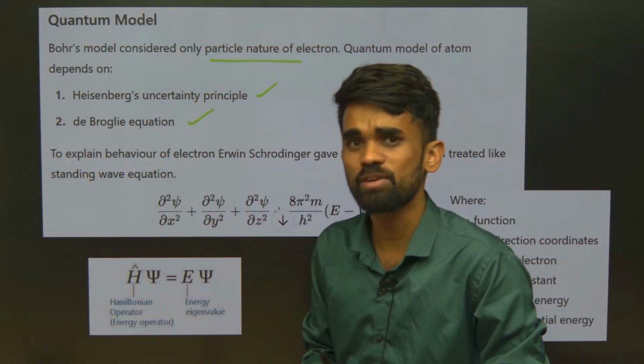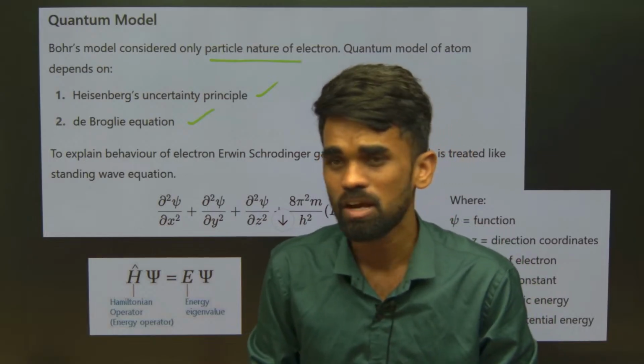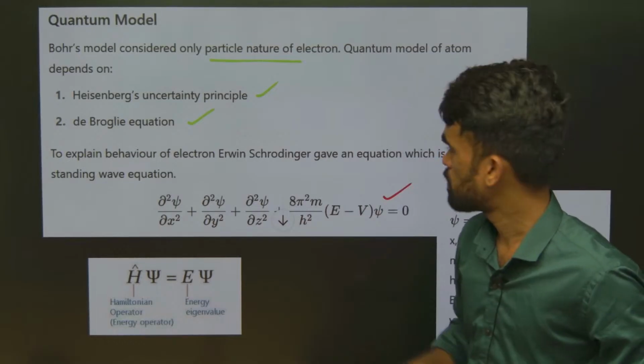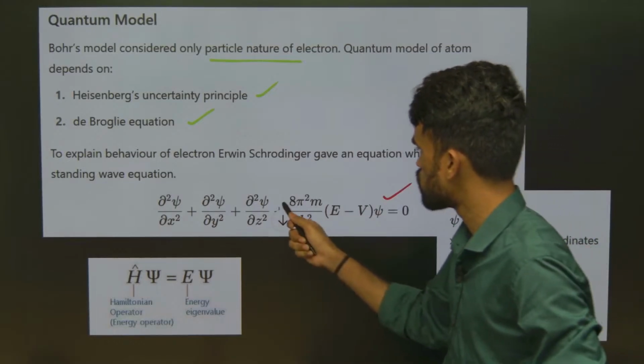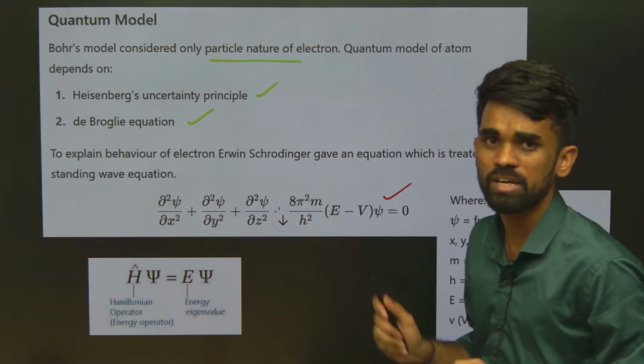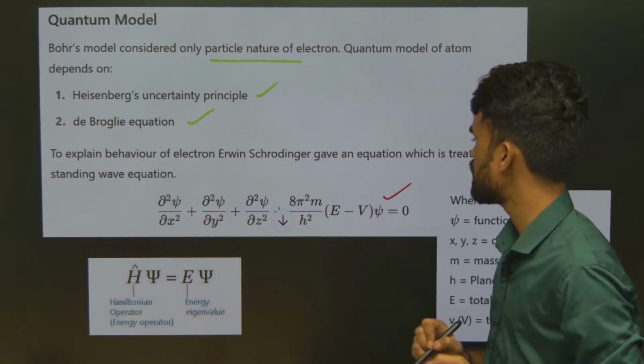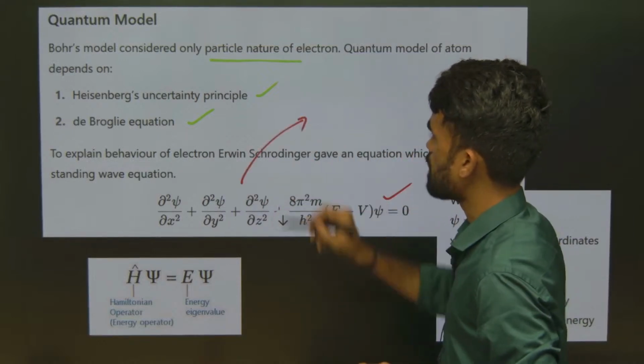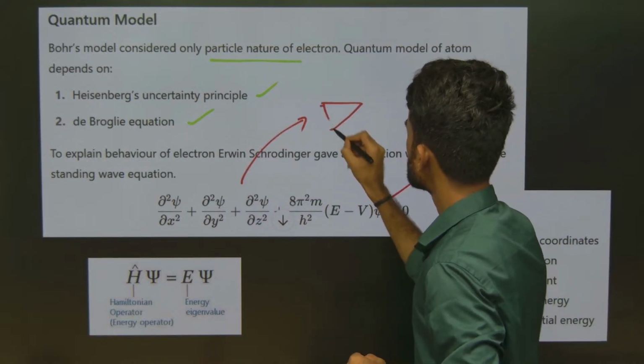Now we have an equation called the Schrödinger wave equation. It is written as: ∂²ψ/∂x² + ∂²ψ/∂y² + ∂²ψ/∂z² + (8π²m/h²)(E − V)ψ = 0. Here you can use the Laplacian operator, del square.